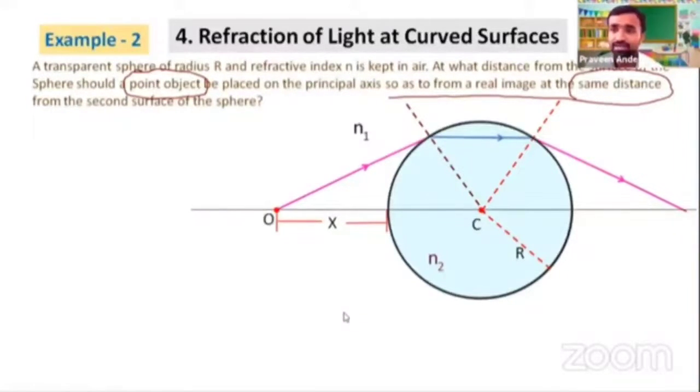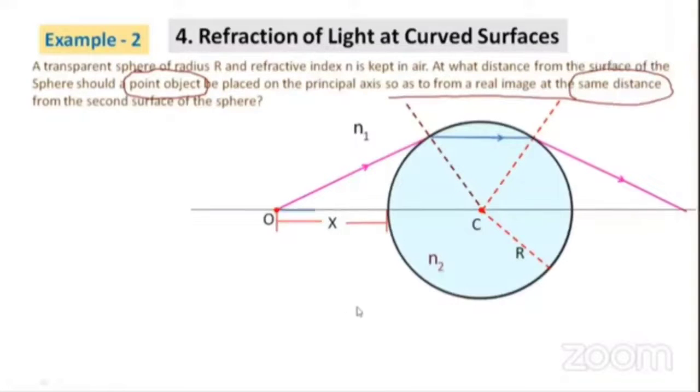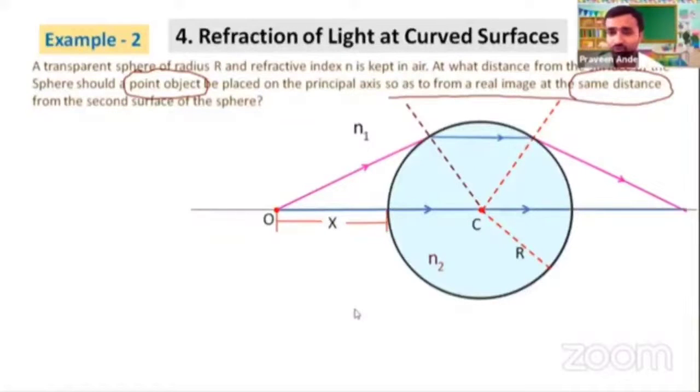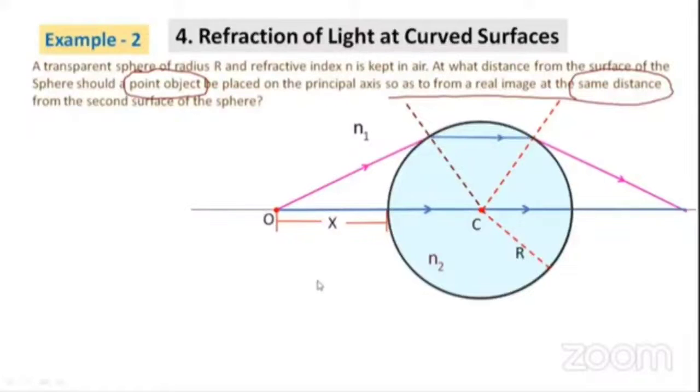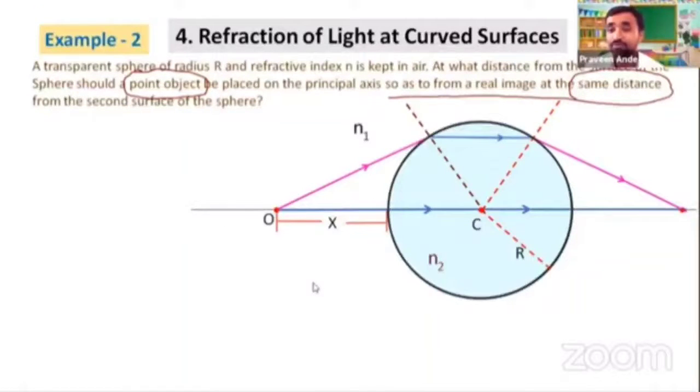We need one more ray to get the image of that point object. So one more ray is selected. It is passing through the center, so it remains undeviated. Are they converging or diverging after refraction? Converging means coinciding with each other. They are converging. Where they are converging, that point is the point of image. The image is formed at this point. So let me take that image point as I. O is the object, I is the image.